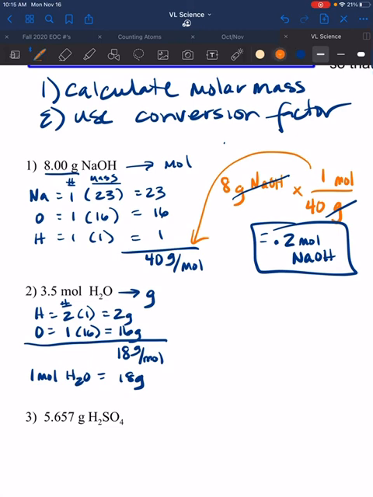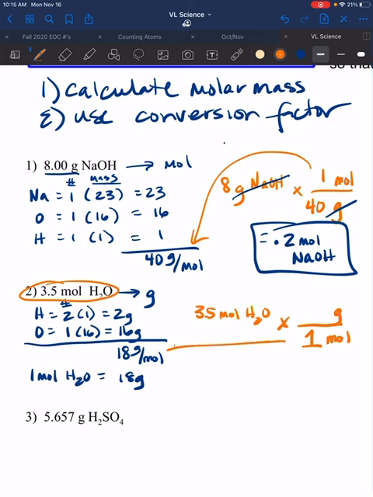So now I can set up my problem. I have 3.5 moles of H2O. I need to multiply that by something that gives me grams on the top and moles on the bottom. 1 mole is equal to 18 grams for water. So I simply multiply 3.5 times 18, divide by 1, and I would have 63 grams of H2O. Now it's your turn.